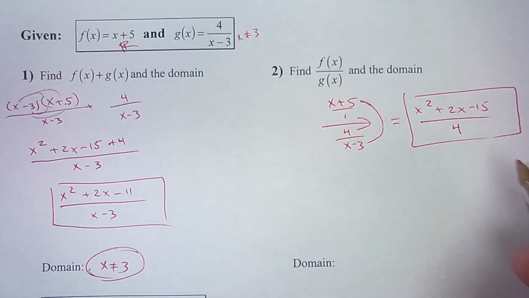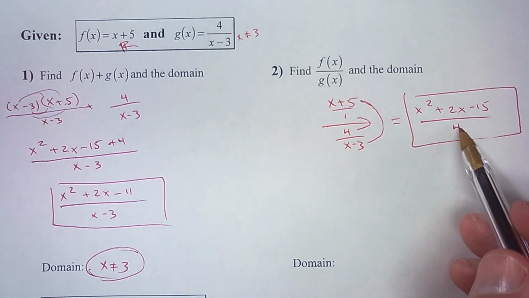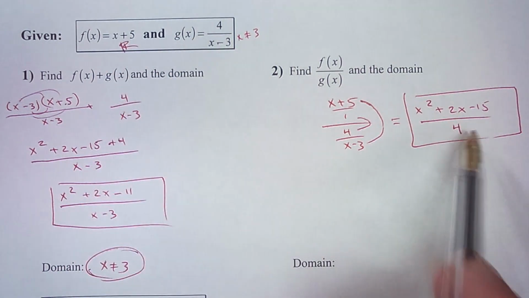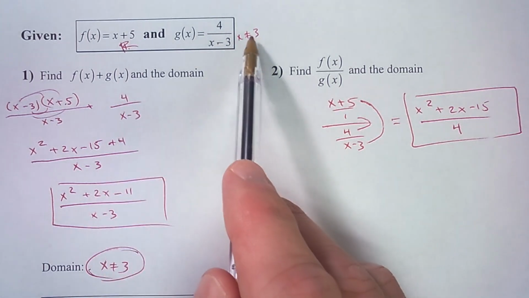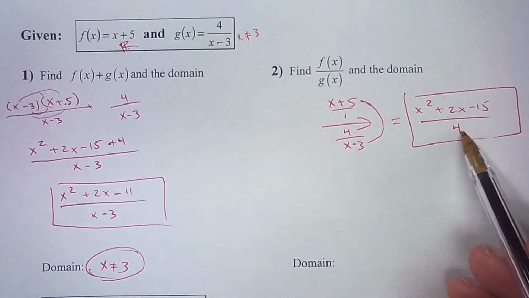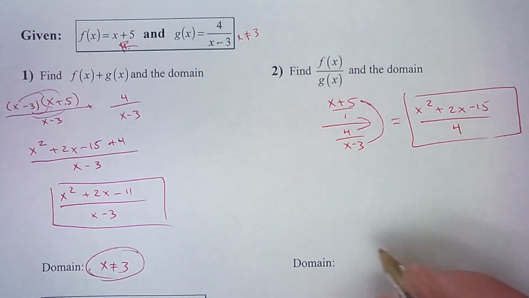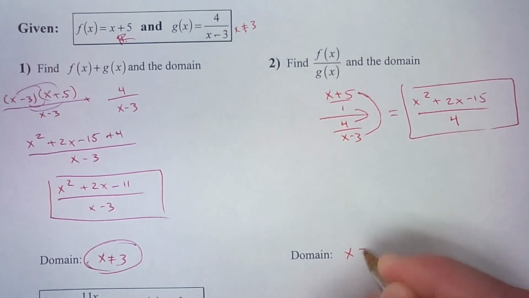Now I have to write a domain that satisfies all three, f of x, g of x, and the composition. All reals, can't be 3, and this is all reals because there's no variable in the denominator or under a radical. So once again, the only restriction is that x cannot be 3.